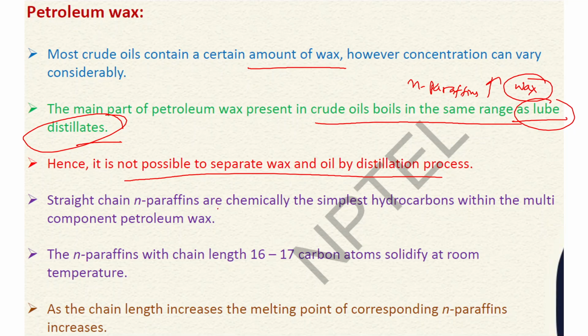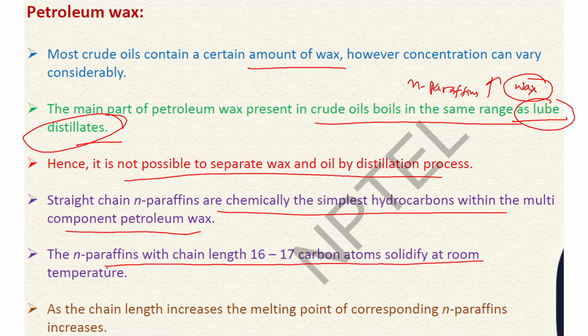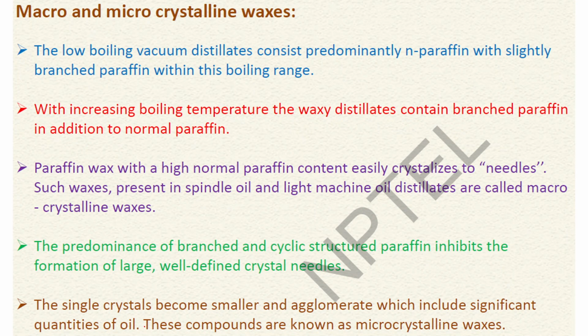Straight chain n-paraffins are chemically the simplest hydrocarbons in multi-component petroleum wax. The n-paraffins with chain length of 16 to 70 carbons solidify at room temperature, and as the chain length increases, the melting point further increases. Simply speaking, where there are a large number of n-paraffins, wax will be there. Coming on to the types of waxes, which are macro and microcrystalline waxes.